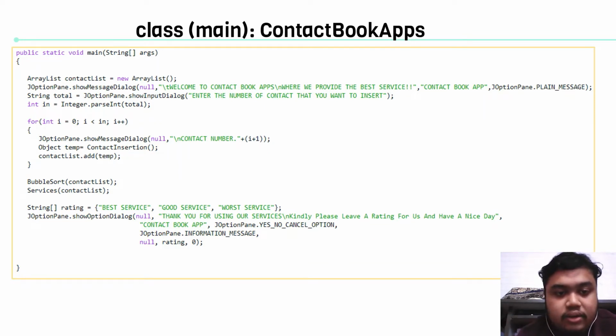After that, the contact insertion method will be called to do some insertion, and it will store into the contact list. After that, the program will call bubble sort to do some sorting to make sure the contact list is in order. Then the program will call the service method to do things like edit, display, remove, and so on with the contact information that has been given by the user.